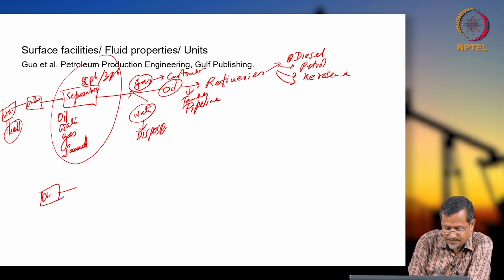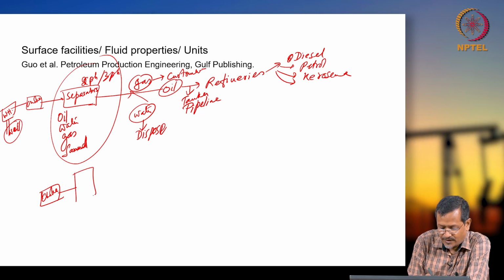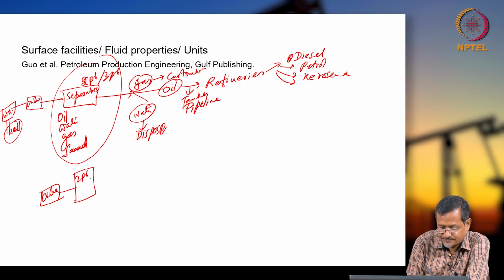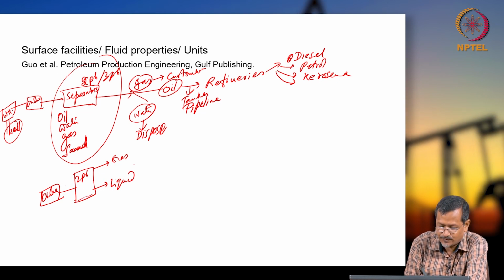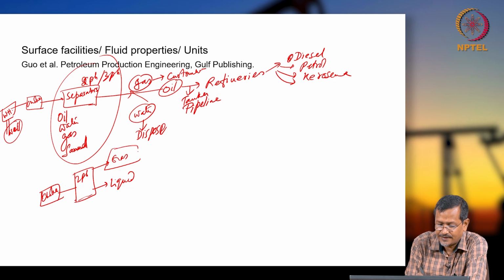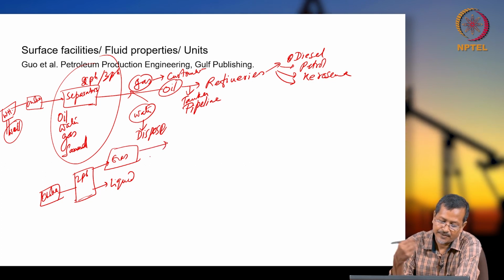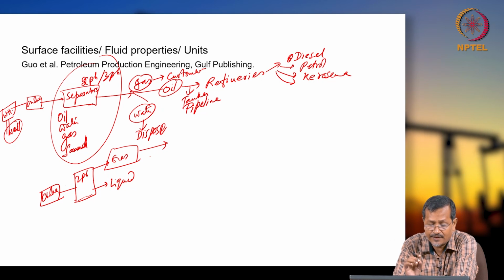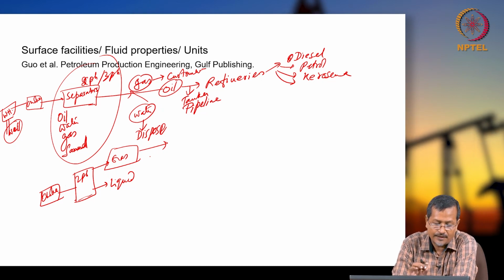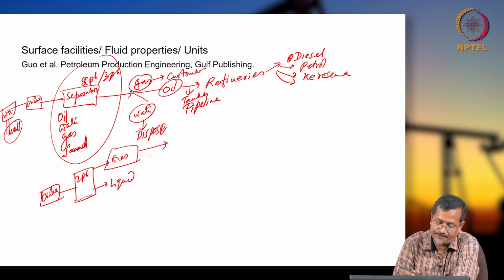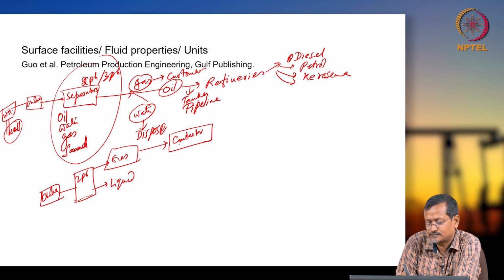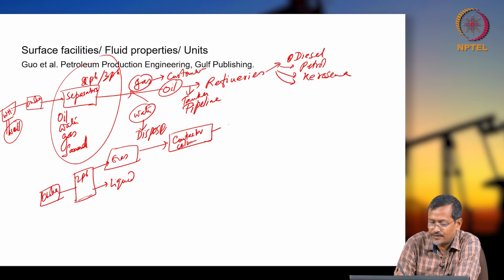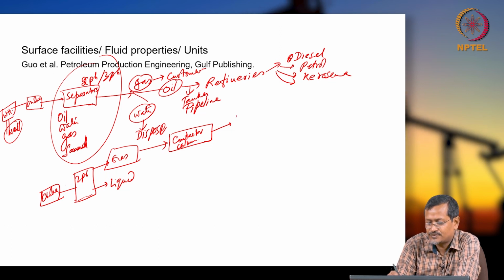Then you have a 2-phase separator. The 2-phase separator will separate liquid and gas. Gas, liquid, and sand can also be there. If you get gas, you cannot use it directly, because it will have a certain amount of water content, moisture, and it may contain corrosive or acidic gas. So you have to separate that also. So, you will have a contactor column. From the contactor column, purified gas you send to the customer.